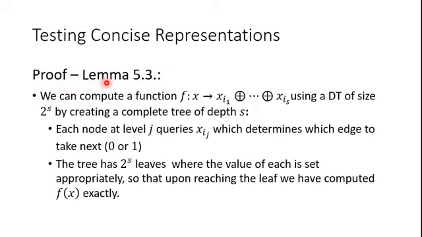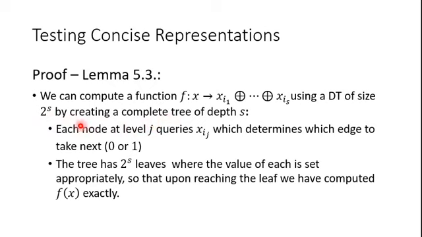So now we will prove Lemma 5.3. First we see that we can compute a function f from x to the s variables that it is s-linear with. So we have x_i1 XOR x_i2 and so on until we reach XOR x_is. And we can do so using a decision tree of size 2^s by creating a complete tree of depth s.